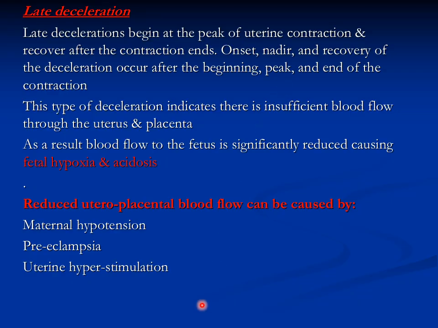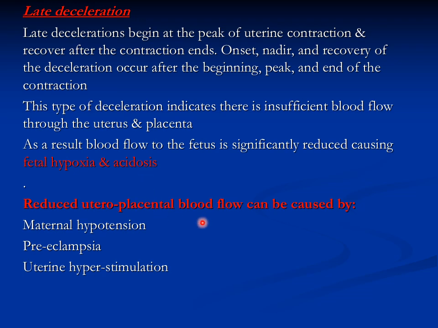Late deceleration begins at the peak of uterine contraction and recovers after contraction ends. Onset, nadir, and recovery of deceleration occur after the beginning, peak, and end of contraction. This type of deceleration indicates that there is insufficient blood flow through the uterus and the placenta, and as a result there will be fetal hypoxia and acidosis, so this will cause fetal heart deceleration.